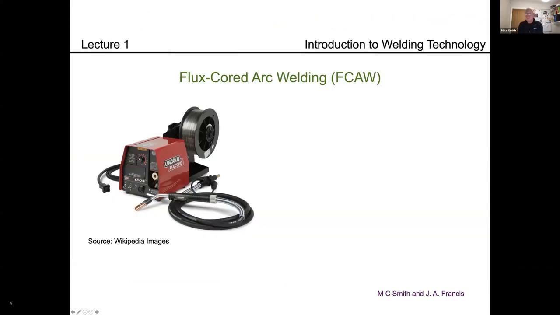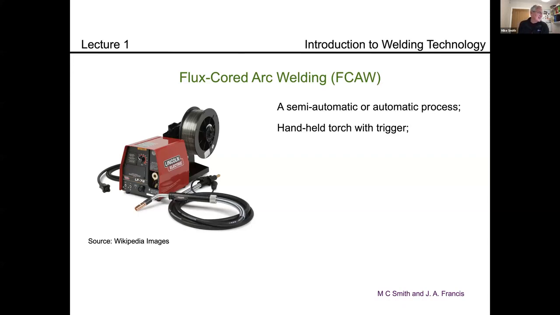Okay, that was shielded metal arc welding. Now we've got flux cored arc welding, which is one step up from that. So this is now semi-automatic or automatic. It's got a little device, you can see one on the left-hand side. You've got a handheld torch. So you've got a handheld welding torch rather than a clip with a stick sticking out of it.